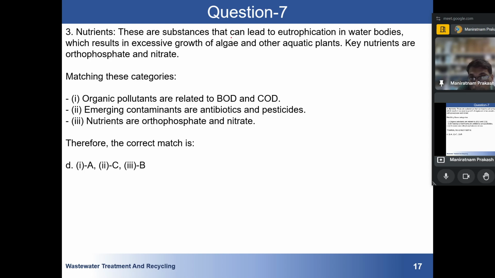Remember I have already discussed in lecture 1 that if a water body receives a high amount of nitrogen and phosphorus, it will result in algal growth, because the source of food for algae is nitrogen and phosphorus. This process is termed eutrophication. Matching the categories, we can say 1A, 2C, 3B. That is, organic pollutant is related to BOD and COD, emerging contaminants are antibiotics and pesticides, and nutrients are orthophosphate and nitrates.